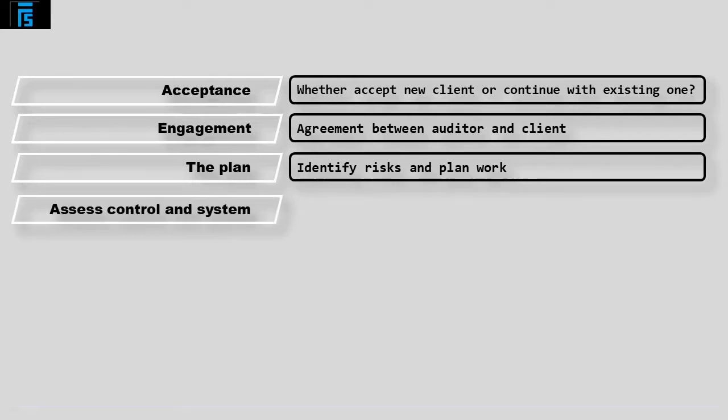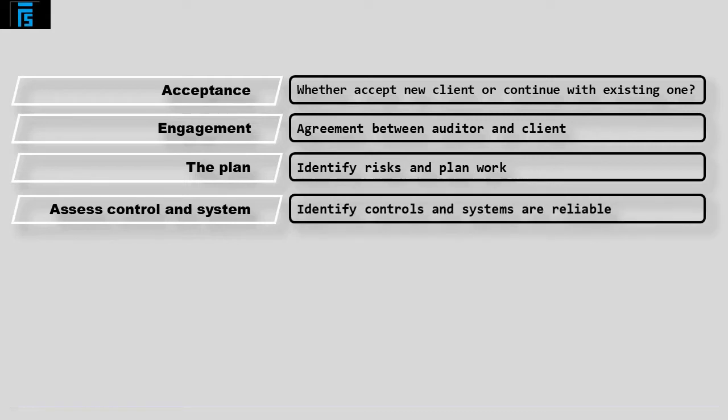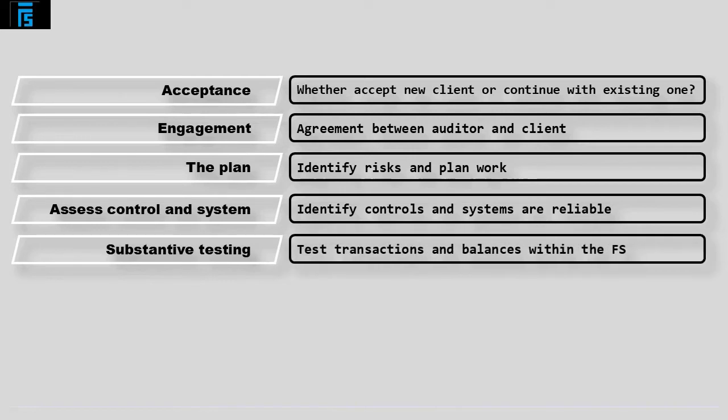Step 4. Assess controls and systems. The auditor must then review the systems and control procedures at the client. The aim here is to identify whether they have strong controls or poor controls. This helps decide how reliable the financial statements may be and the amount of work the auditor should carry out on transactions and balances. Step 5. Substantive testing. This is the testing stage where the auditor performs audit procedures on transactions and balances within the financial statements to identify potential misstatements.